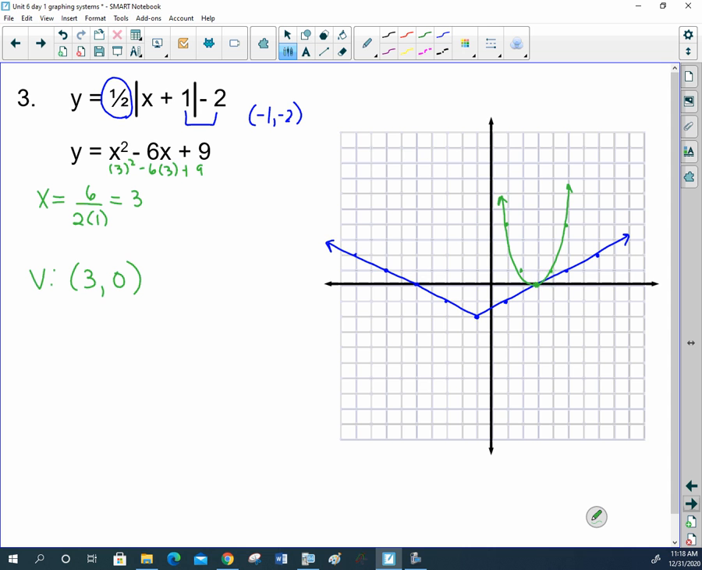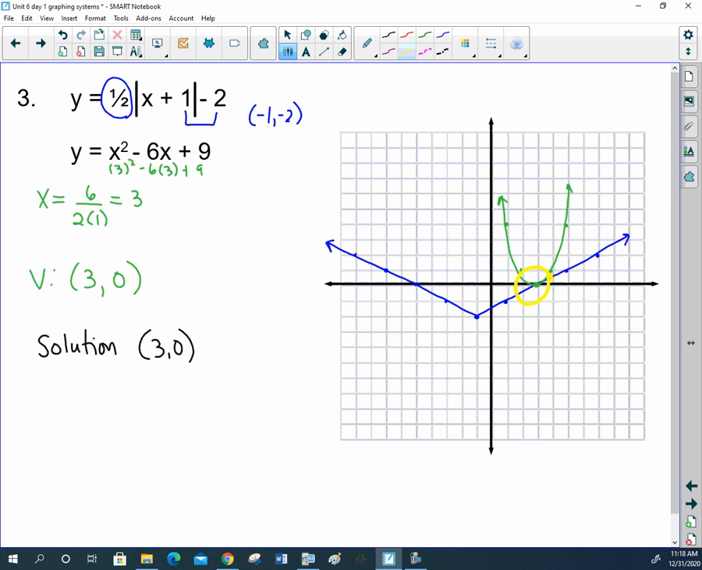So the intersection point on this one is right here at 3, 0. So my solution is 3, 0.